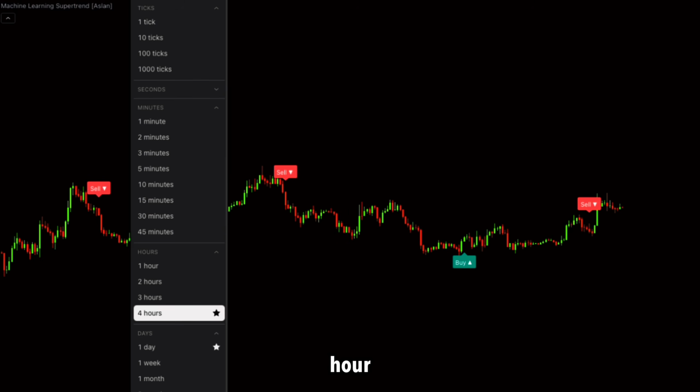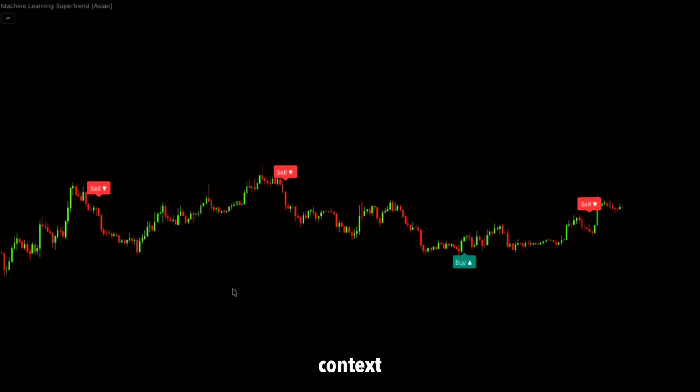Focus on the 4-hour and daily timeframes for structural reversals. Lower timeframes work, but you get more noise. Combine this with higher timeframe context. If the daily chart shows a strong uptrend and the 4-hour gives a reversal signal, be cautious. The best reversals occur when multiple timeframes align.